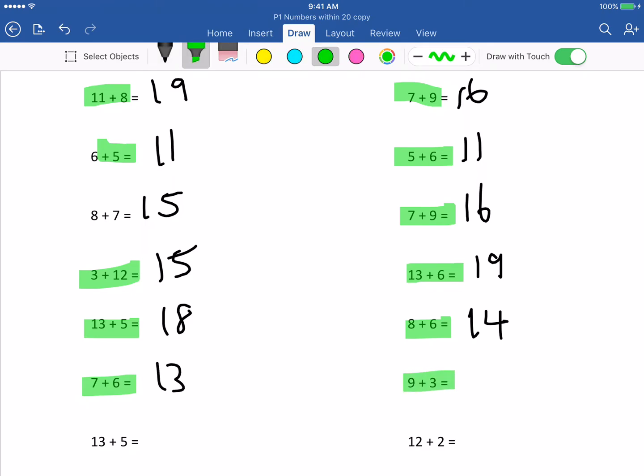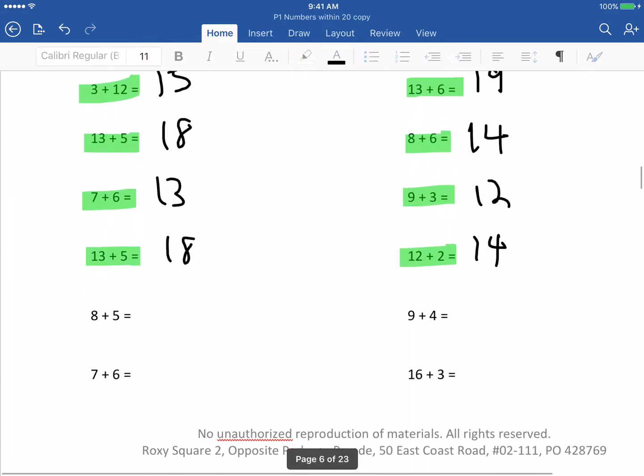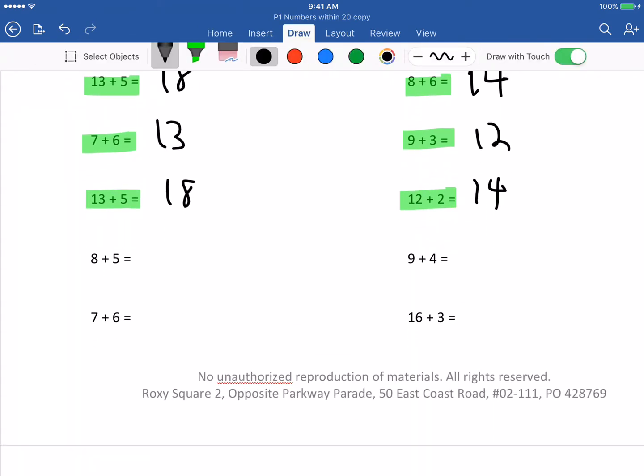9 plus 3, this is quite simple, 12. Next one, 13 plus 5 is actually 18. Then we have 12 plus 2, which is equal to 14. Okay, there's a few last examples.